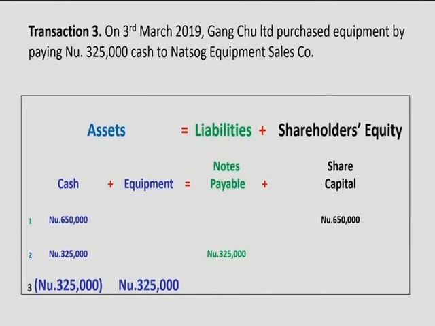What happened? You purchase this equipment by paying 325,000. So your cash gets reduced by 325,000, and on the same side of the asset, your equipments get increased by 325,000. So plus minus, it becomes 0 here. So there is no effect on the other side of the accounting equation. This is how the accounting equation gets balanced automatically.